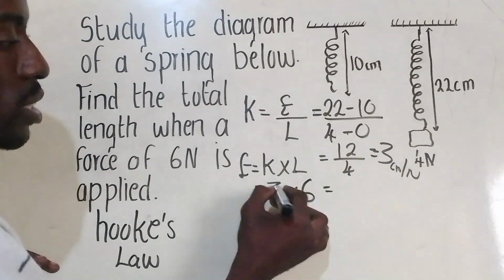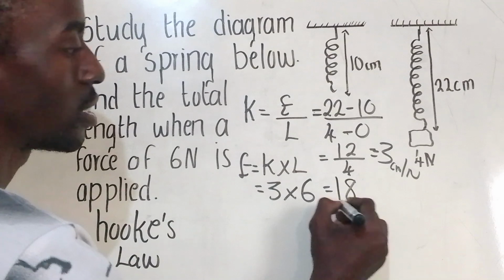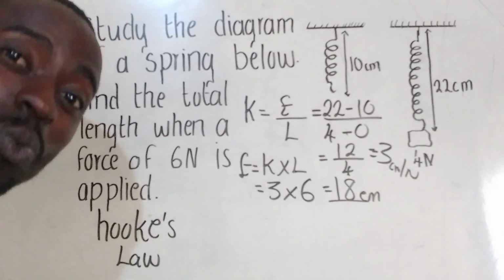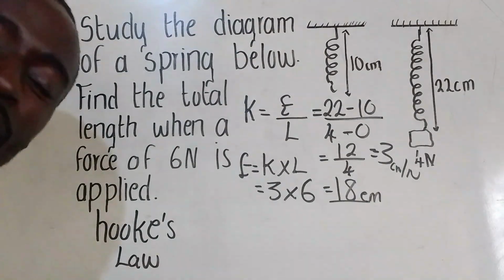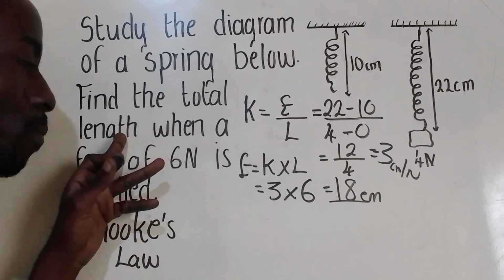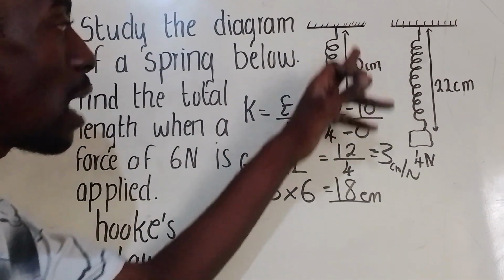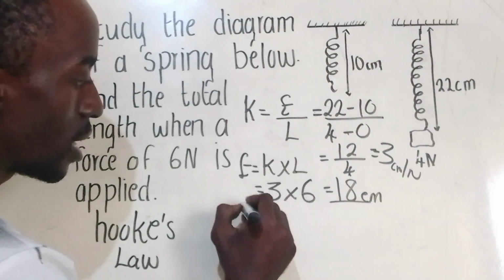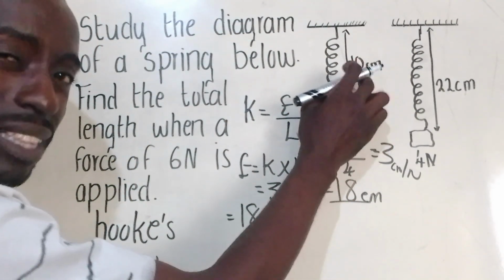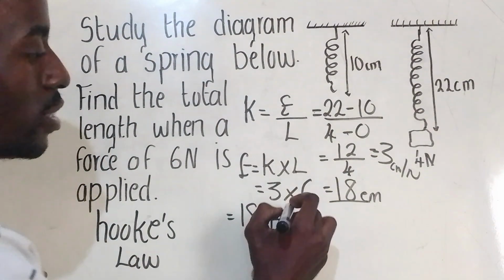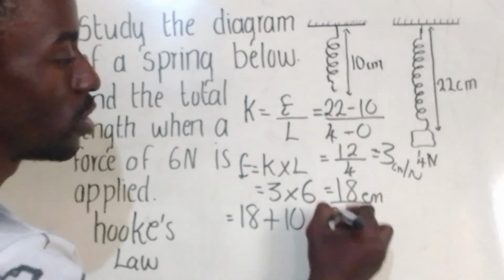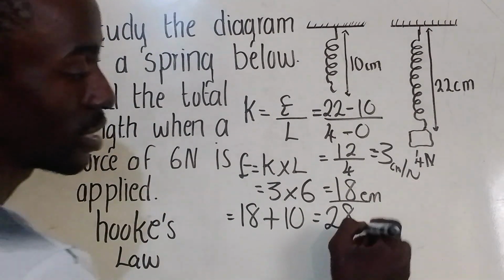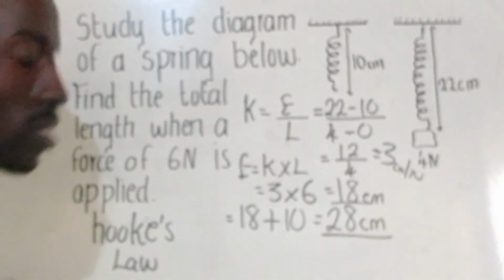So 6 times 3 is what? 18 like this. So this was the extension when we had applied 6 Newton. But now remember what the question is saying: total. Meaning from 10 up to where this extension was. So this simply means we say this 18 plus the initial, the starting length before there was nothing here, so plus 10, which will give me 28. So we want to find the total length, which is in centimeters. So that is the answer.